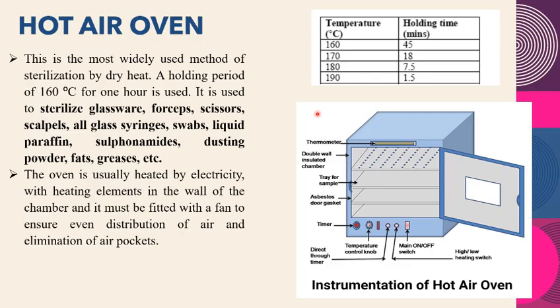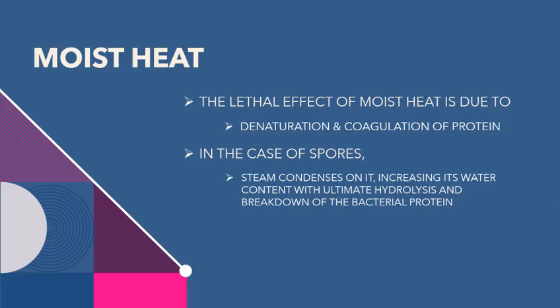The next physical agent is moist heat. Moist heat is more effective than dry heat because water conducts heat better, which allows fast penetration of heat into the microbial cells. So the mechanism here is denaturation and coagulation of proteins, which results in irreversible damage by structural and functional loss, and it results in cell death.